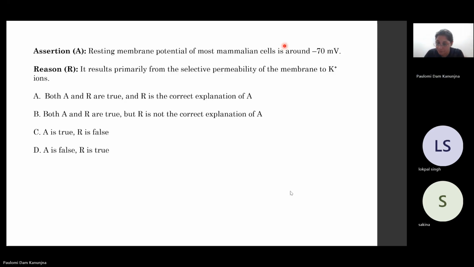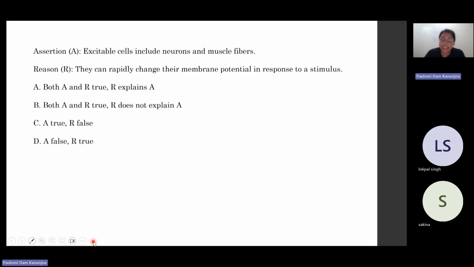Anyone? B and A. Okay, it's A, which is that it is because of the K plus permeability. Okay, next one. Excitable cells include neurons and muscle fibers. They can rapidly change their membrane potential in response to stimulus. Which one do you think? Okay, I have one response. Next response. Okay, very good. That explains it, right? They are excitable because they can change their membrane potential.